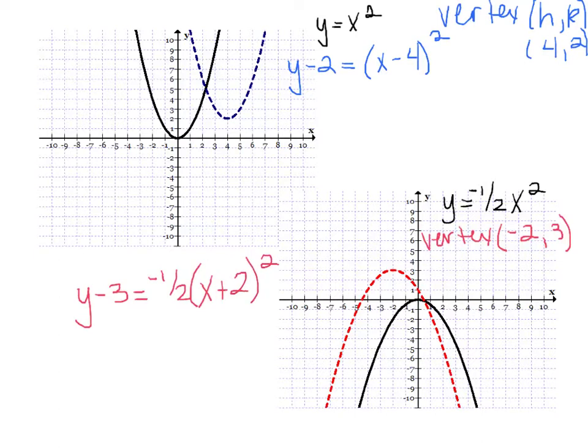We'll also need to be able to define the axis of symmetry on these graphs. The axis of symmetry is the vertical line that goes through the vertex. So on this one, the axis of symmetry is x equals 4. Here, the axis of symmetry is x equals negative 2. Should be pretty easy to see. There's your 4. There's your negative 2.